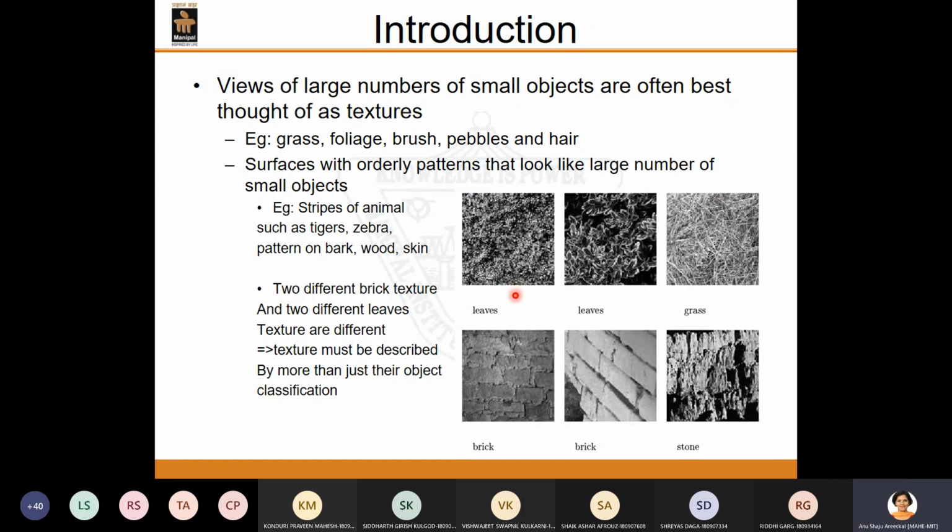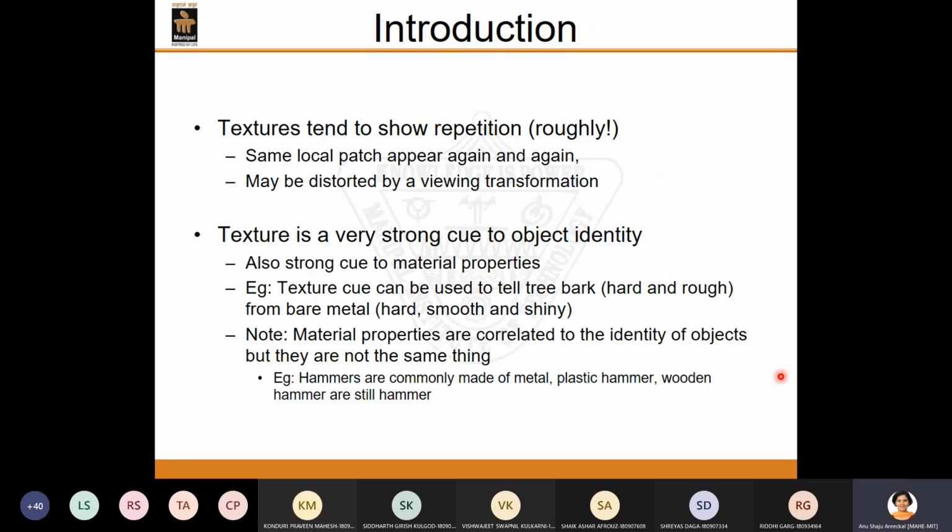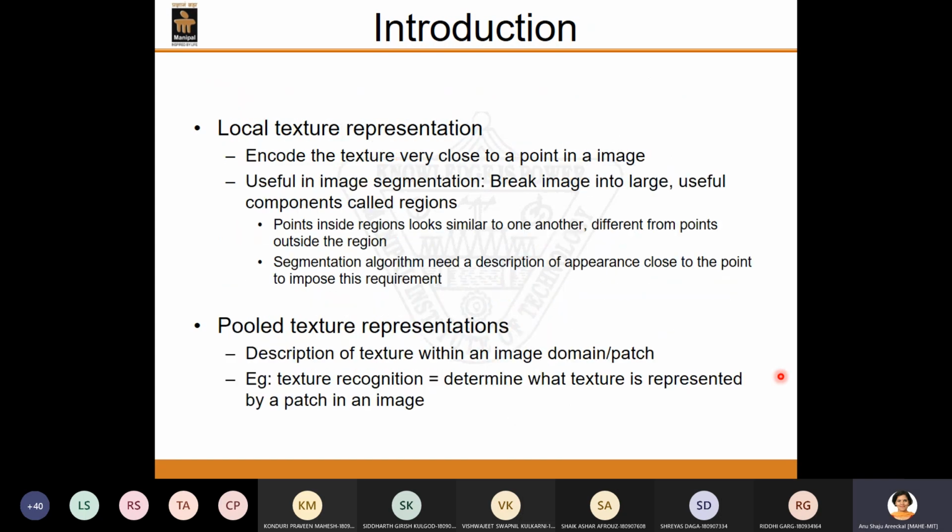So basically what texture means is, as you see in these images, it is kind of a repetitive pattern that stands out in that particular object of interest. And there are various ways by which you can try to represent the image in the form of its texture.